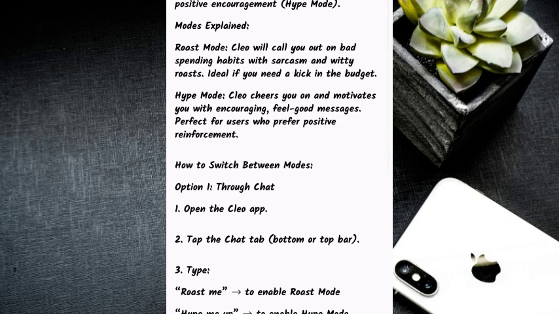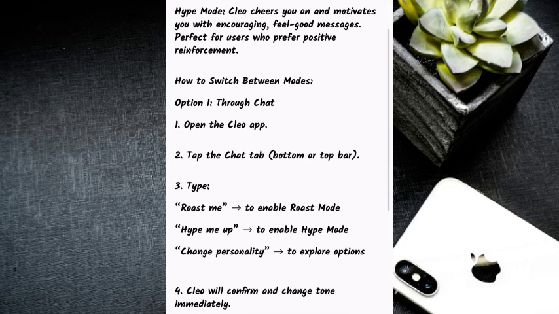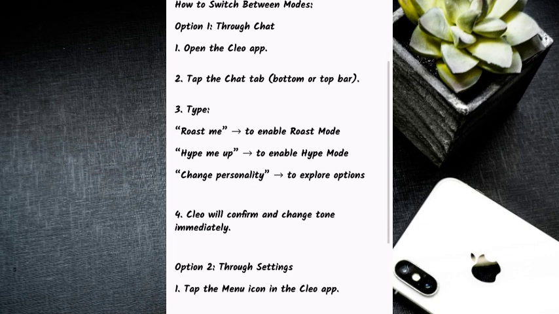Option 1 is through chats. You're going to open the Cleo app and tap the chat tab, that's at the bottom or the top bar, depending on your version, and then just type "roast me" to enable roast mode, or "hype me up" to enable hype mode, or you can just type "change personality" to explore options. Cleo will confirm and change the tone immediately.